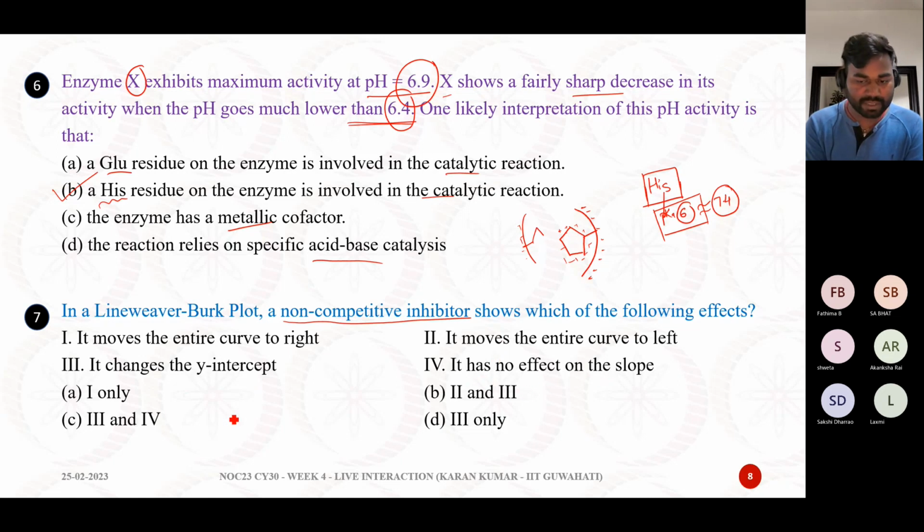Your options are: only 1 is correct; 1 and 2; 1 and 3; 2 and 3 are correct; 3 and 4 are correct; and only 3 is correct. So which one do you think is true in the case of the Lineweaver-Burk plot? If a non-competitive inhibitor is present, what effect will it show on the Lineweaver-Burk plot?